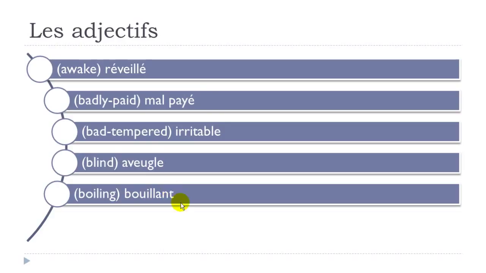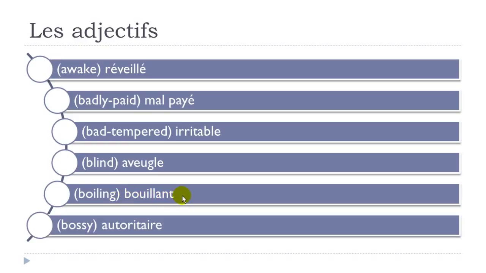Bouillant, final T not pronounced. A and N together, remember, nasal, en, okay? And then here you get bou, alright? And after that you get this yan, okay? Bouillant, bouillant. Autoritaire, so final E, not here. Autoritaire, autoritaire.